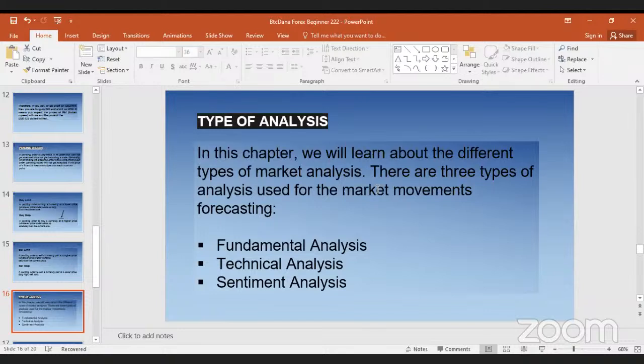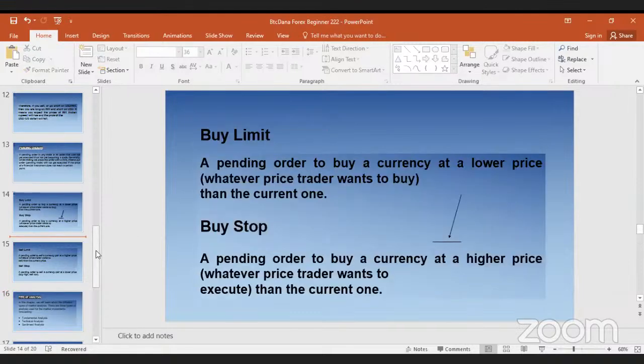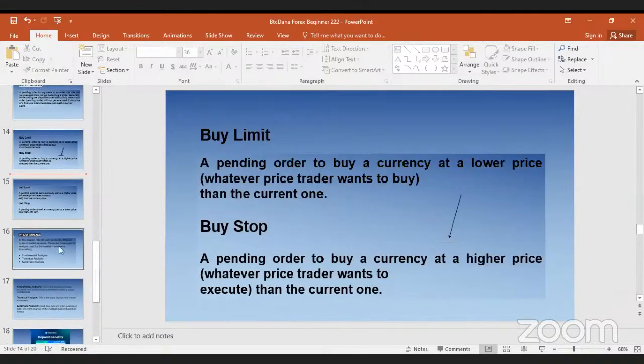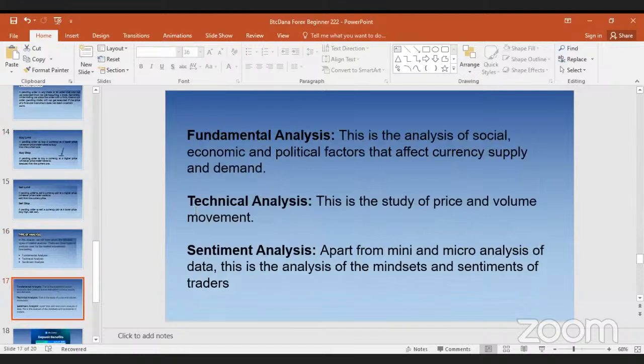Okay, because before you can know the direction of your market, you have to use an analysis. So one, we have the fundamental analysis, we have the technical analysis, then we have the sentimental analysis. Okay, so now let's take a look at what we mean by fundamental analysis. So this is the analysis of social, economic, and political factors that affect currency supply and demand.